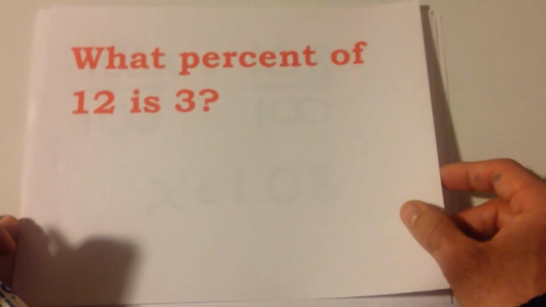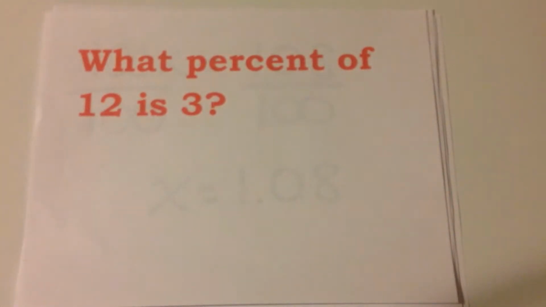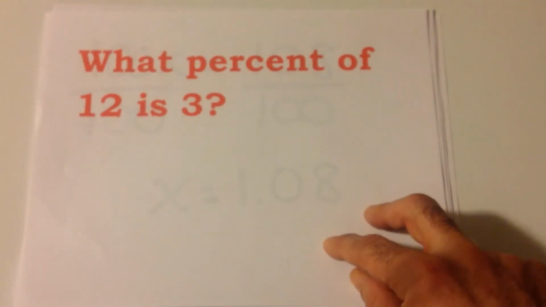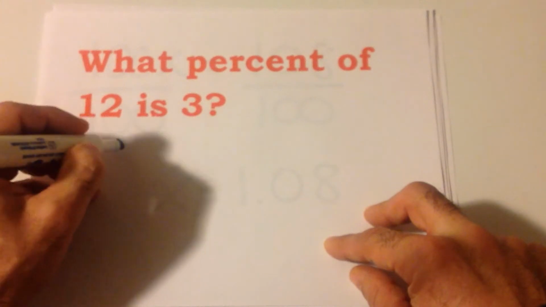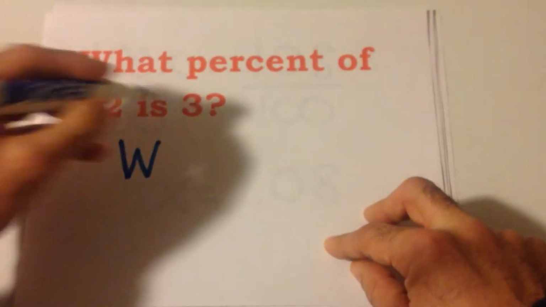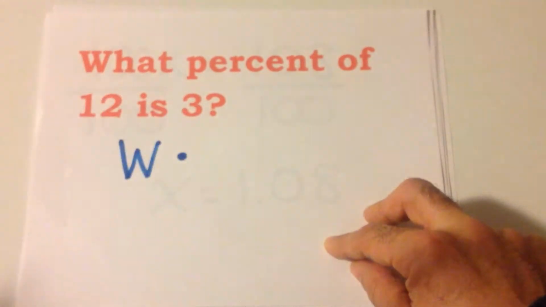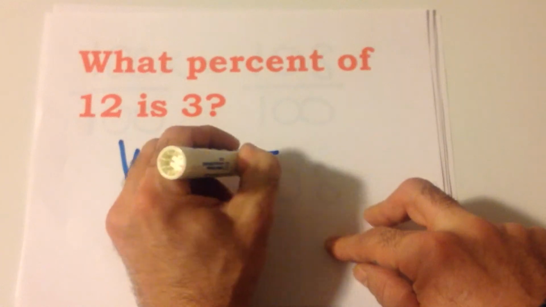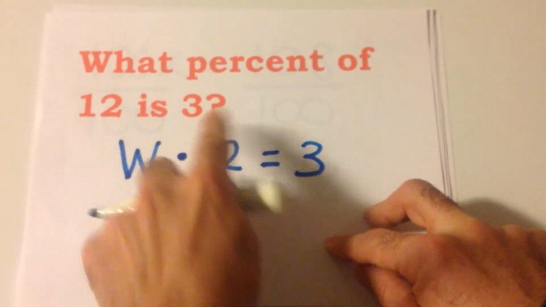Let's try this. What percent of 12 is 3? Okay, so again, what percent? We don't know. It says what percent, so we can just put an x or a w, or any letter. Of means times. We know what 12 is. 12 is 12. And it has to equal 3 because it says is 3.